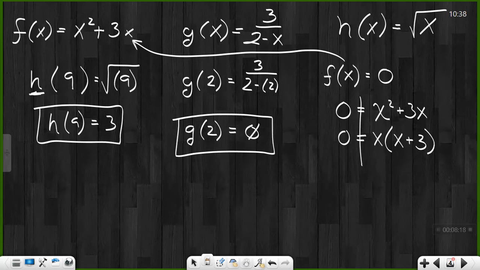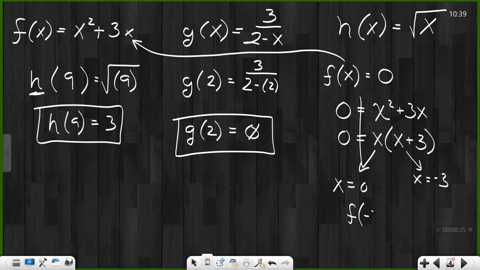And I'm going to go quickly through this, because if you want more information on how to solve a quadratic, go watch that video. All right? But in this case here, we see that x could be negative 3 or 0. That means that our output of 0 is obtained when we use an input of negative 3 or 0.